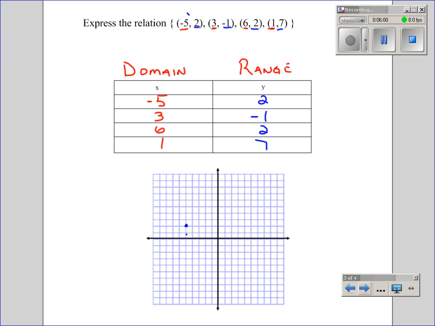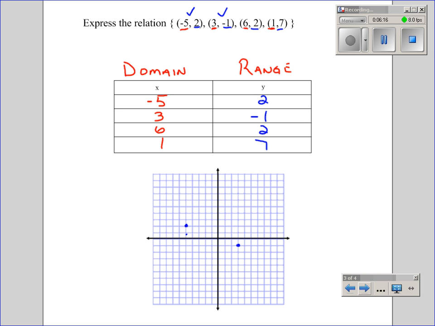That takes care of (-5, 2). Our next one is (3, -1). So you start at the origin, you go over to the right three spots: 1, 2, 3. It's a negative, so we're going to go down 1. There's (3, -1). So check that off.